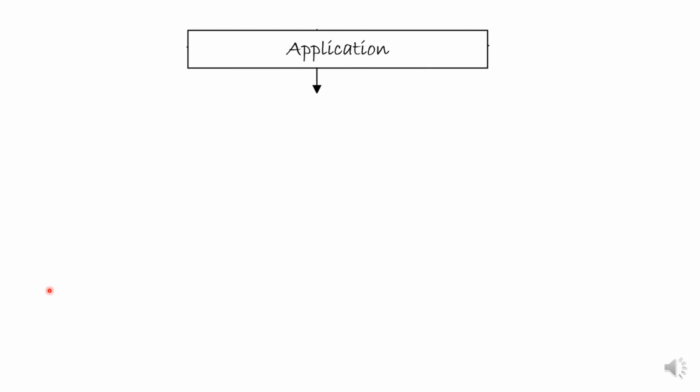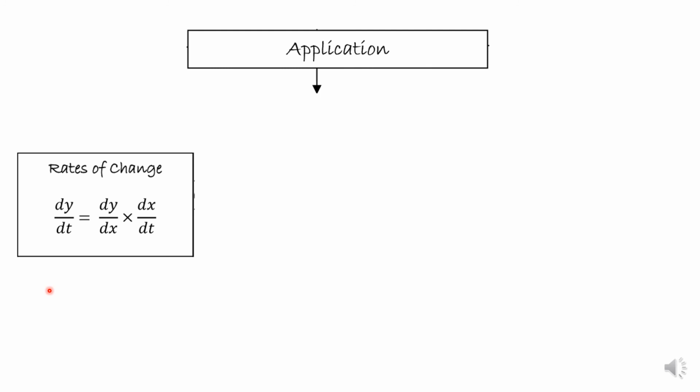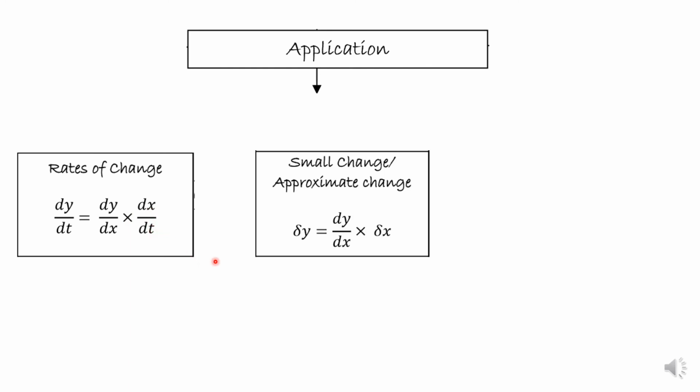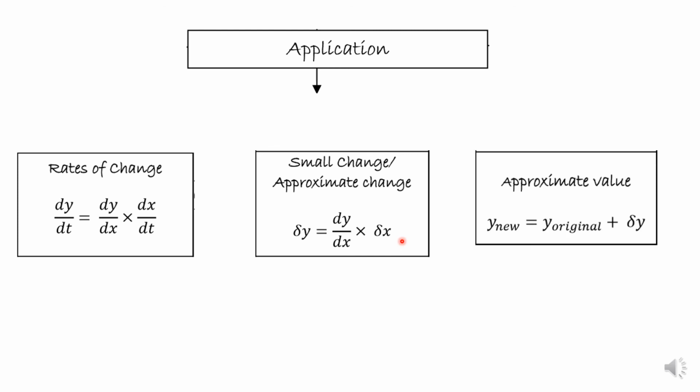Determining the rates of change by using chain rule: dy over dt equals dy over dx multiplied by dx over dt. Determining small change or approximate change, del y: del y equals dy over dx multiplied by del x. Determining approximate value, new y: new y equals original y plus del y.